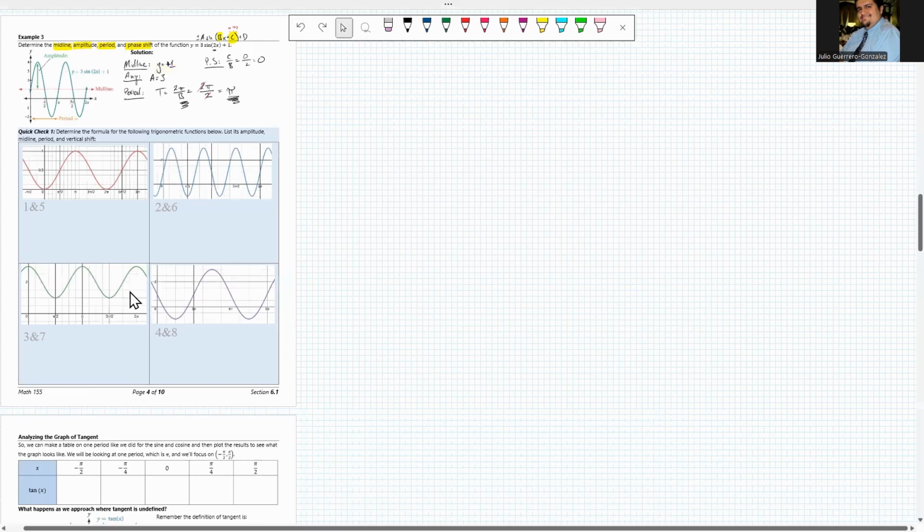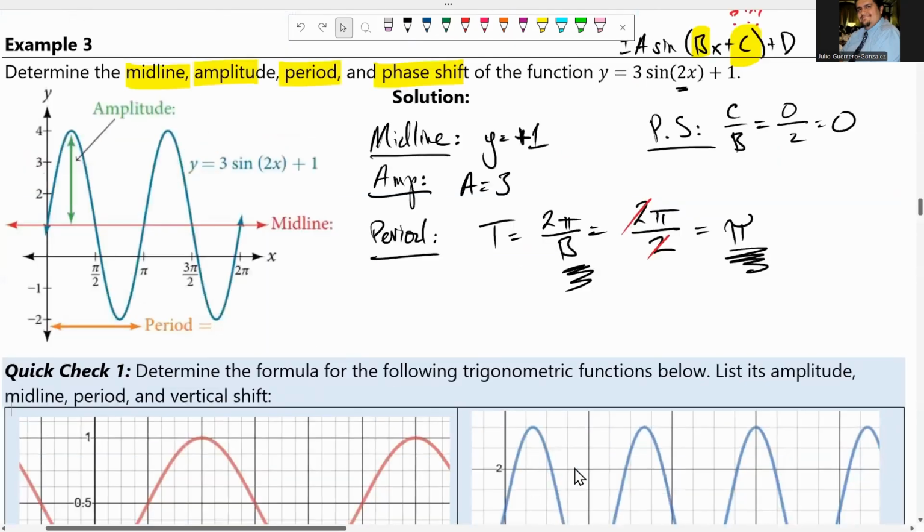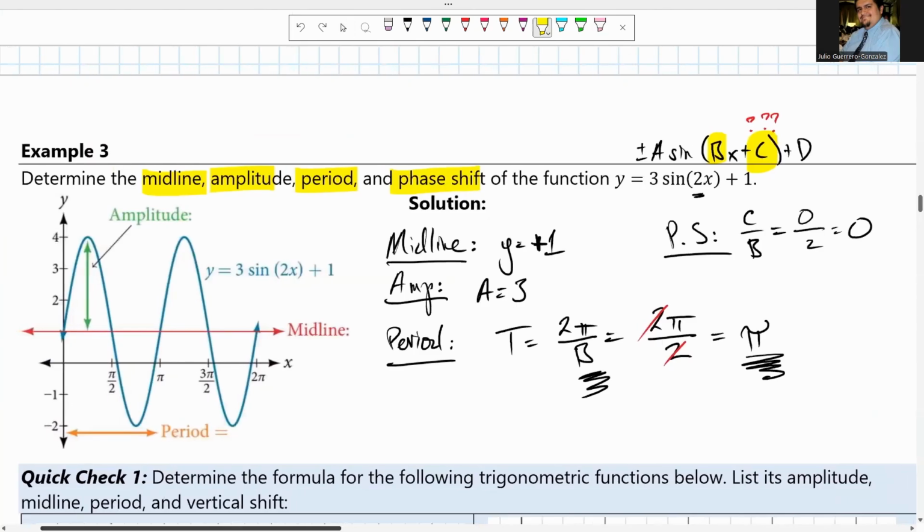Okay, next up, my amplitude. You guys see how it goes up and down by that fixed amount, that set amount? This distance right here and this distance right here, they're both 3. It starts at 1 and it goes up to 4. That is a distance of 3. It starts at 1 and drops to -2. That is a distance of 3.